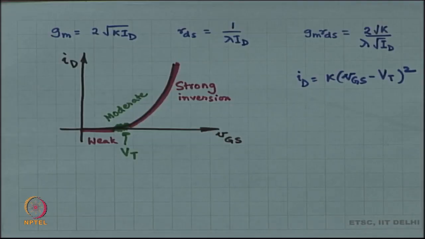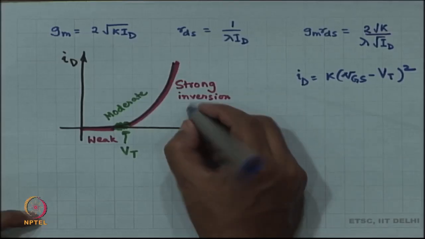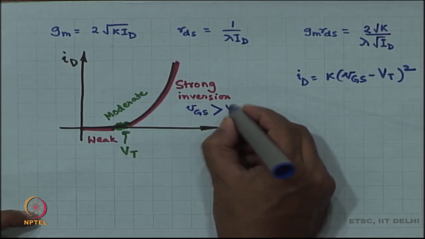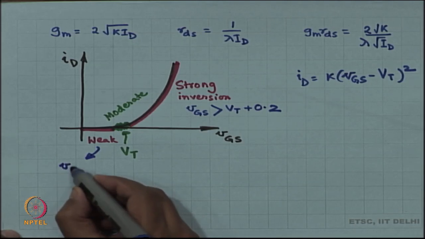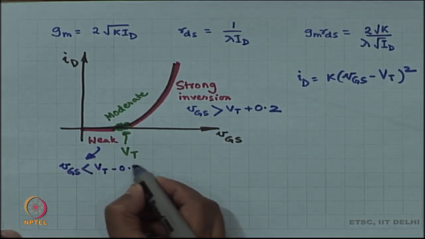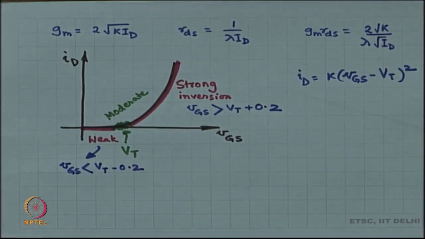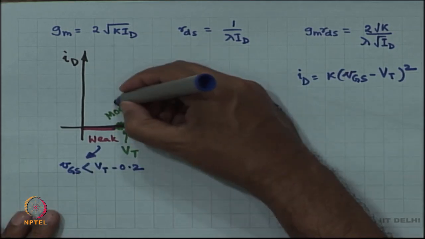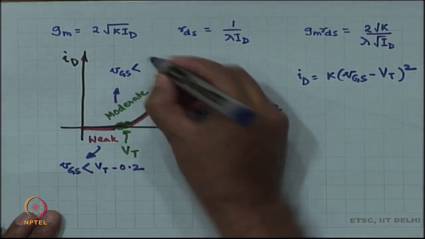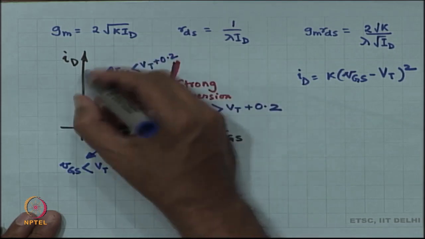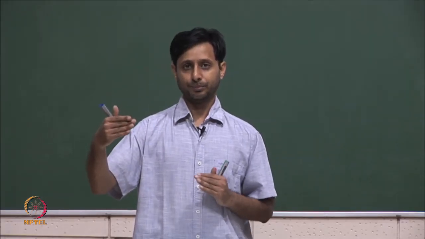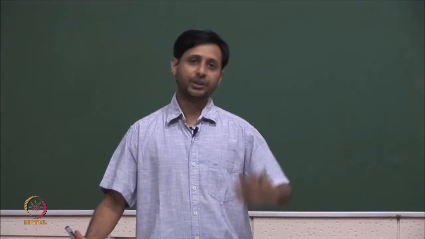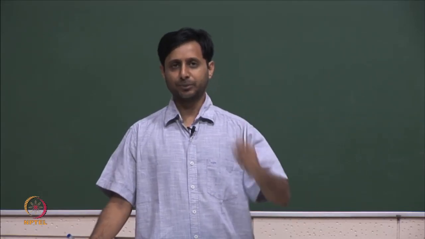Now, the standard definitions for these regions are: you are in strong inversion if Vgs is greater than Vt plus 0.2, and you are in weak inversion if Vgs is less than Vt minus 0.2. These are the standard definitions. And you are in moderate inversion if Vgs is in between the two. So the limits are Vt minus 0.2 and Vt plus 0.2. In between, it is called moderate inversion.